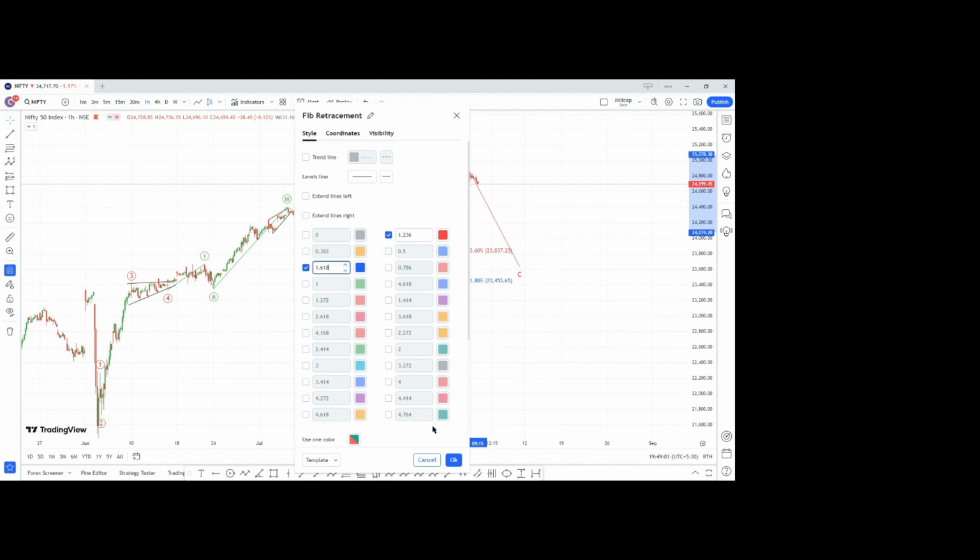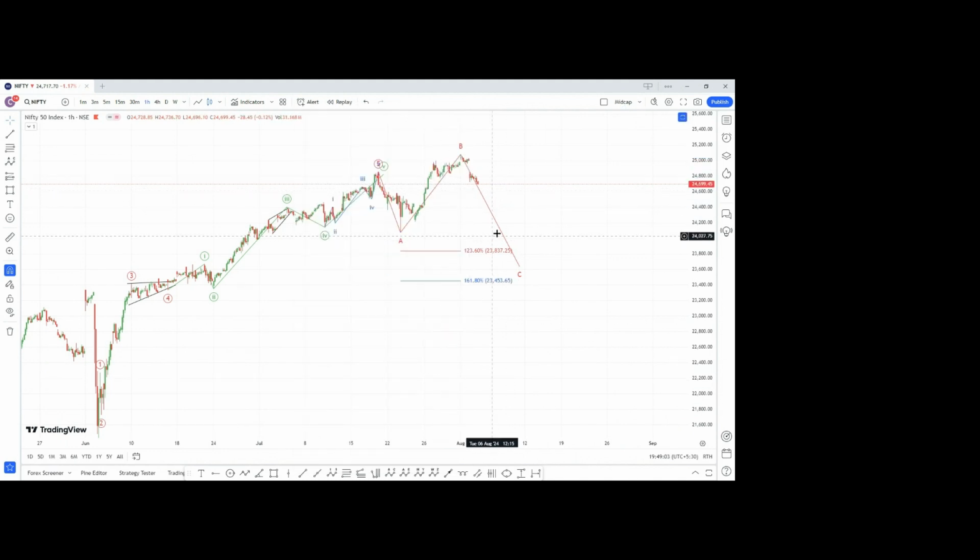Okay. So these are two targets where C should end. But we also need to understand how these 5 subwaves of C are playing out. If these 5 subwaves are playing out in a fashion that the fifth wave, 5 of C, is about to terminate at 123.6, then 23,837 is going to be that zone. We will expect 5 of C to end.